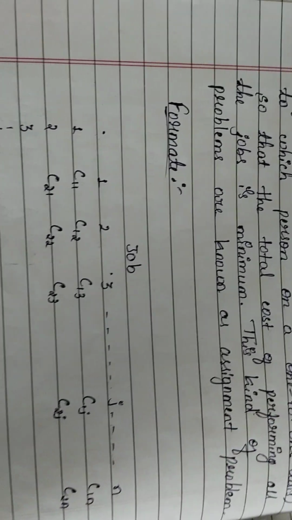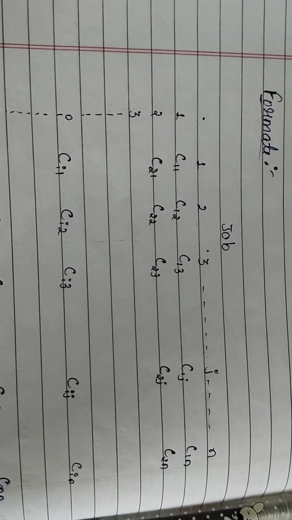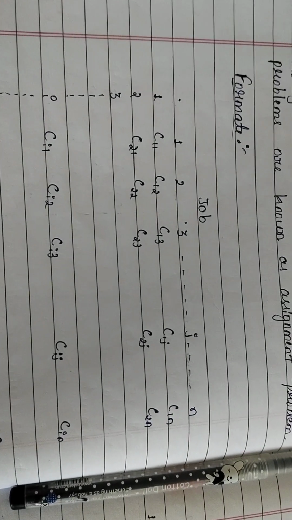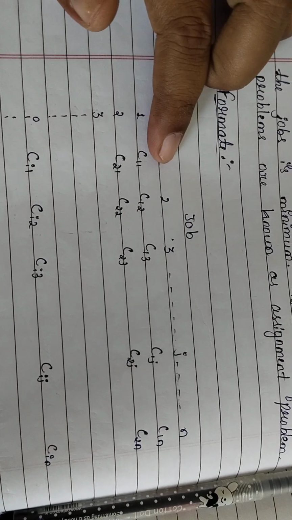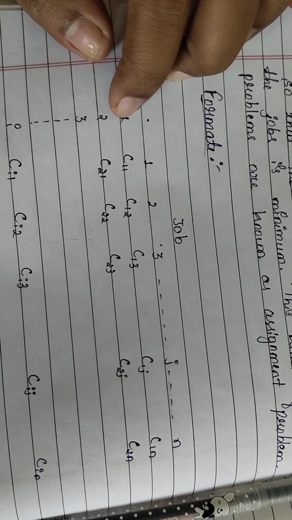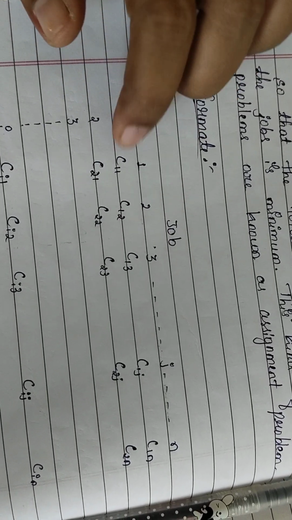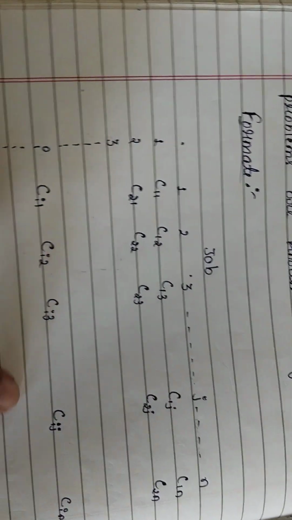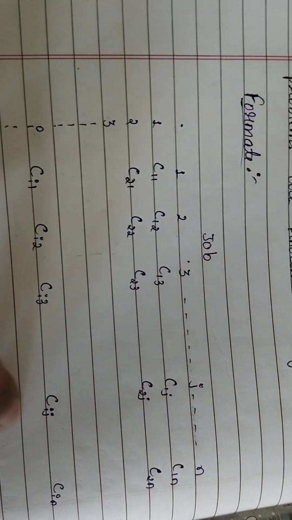The mathematical form of the assignment problem will be like this. There are n jobs and n persons, and the cost for one person to one job is C11. Similarly, for the first person to the second job, it will cost C12. These are the costs row-wise and column-wise. This is the mathematical formulation of an assignment problem.